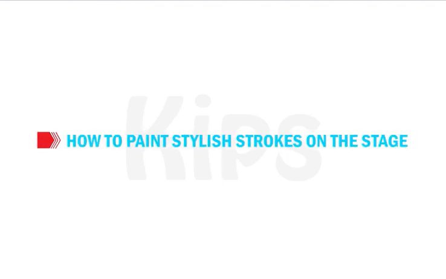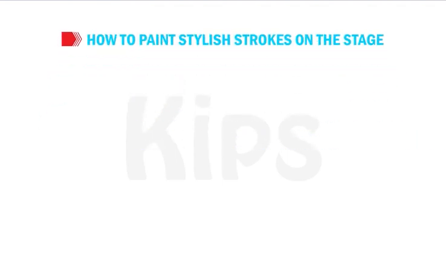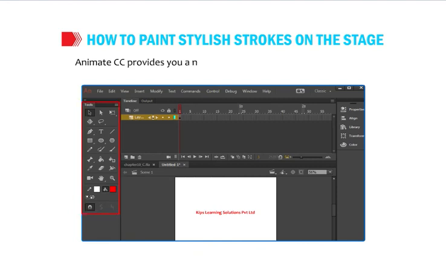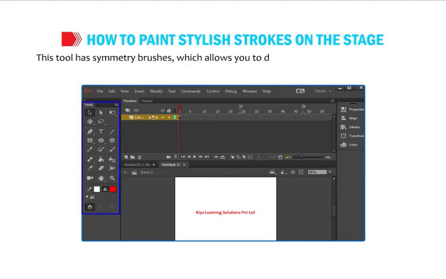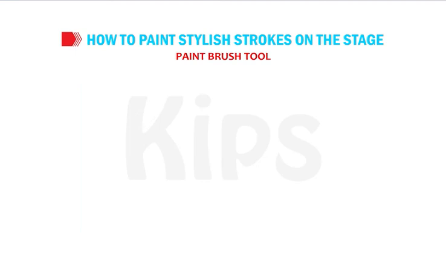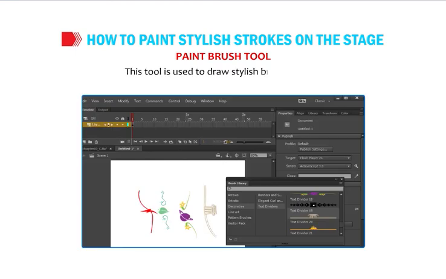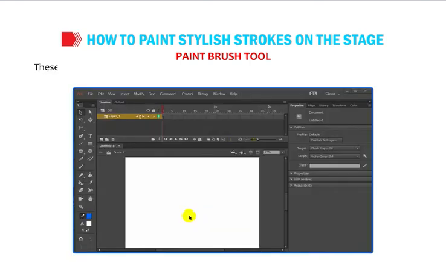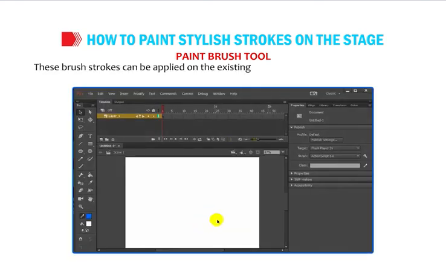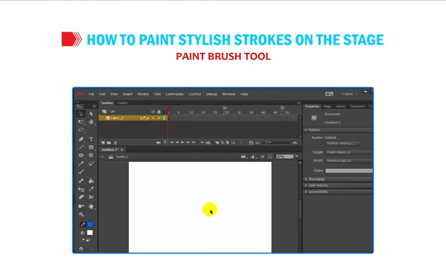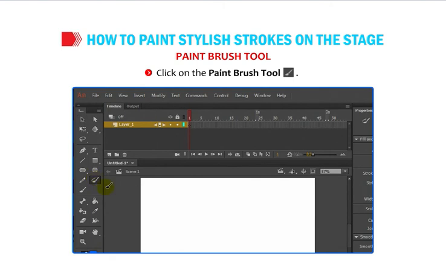How to paint stylish strokes on the stage. Animate CC provides you a new tool that enables you to get creative. This tool has symmetry brushes, which allow you to draw cool, symmetrical, interesting textures, patterns, and drawings. Paint Brush tool. This tool is used to draw stylish brush strokes. These brush strokes can be applied on the existing objects, or you can use it to draw any path on the stage.